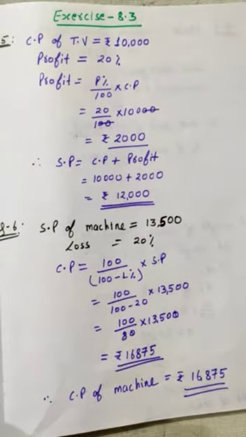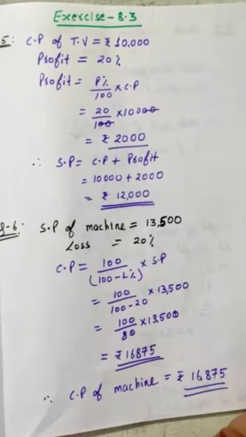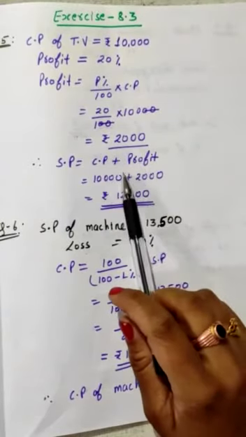As we are doing the chapter comparing quantities, in this chapter we have already done percentages, CP, SP and all those things. So we'll proceed further with question number 5. Question number 4 was homework. I hope all of you have done.